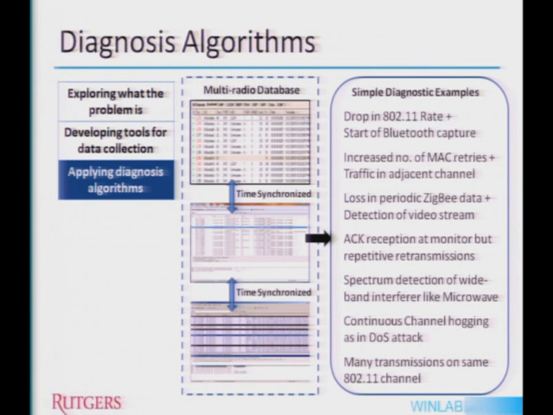Or in some other case, we observe that there are adjacent channel transmissions for Wi-Fi. If you are transmitting on a certain Wi-Fi channel, and on the very next channel there is another transmission going on, then the number of MAC level retries goes up. So you measure that parameter when you are measuring the captures, and you can say that as the MAC retries are going up, this is due to adjacent channel transmissions and so on.